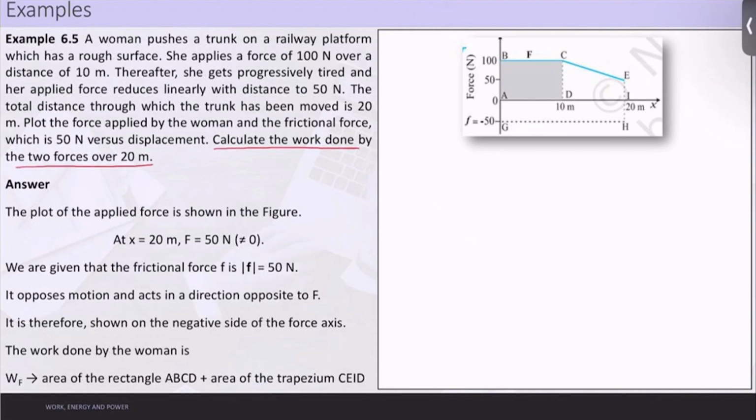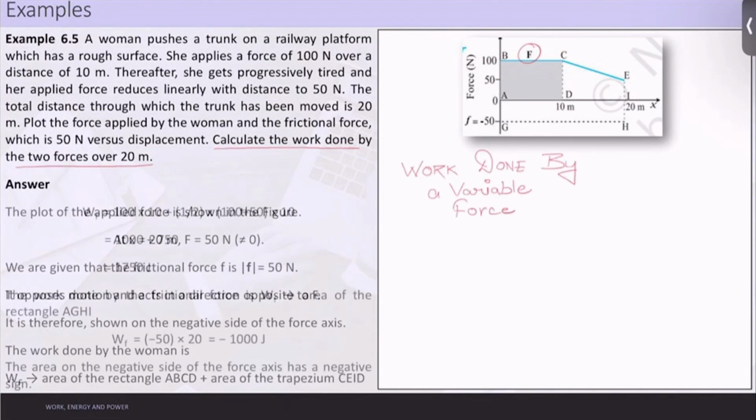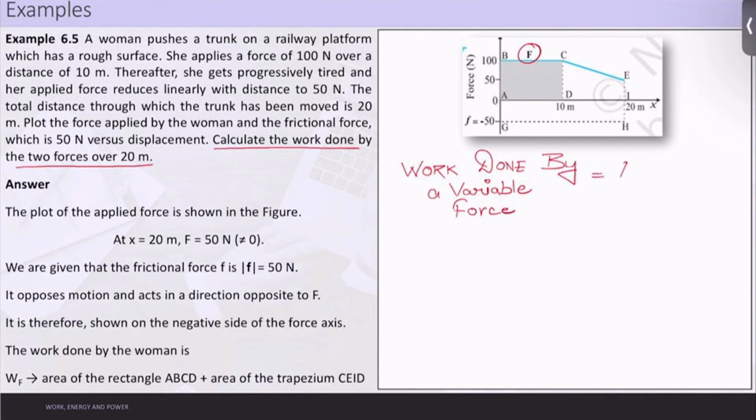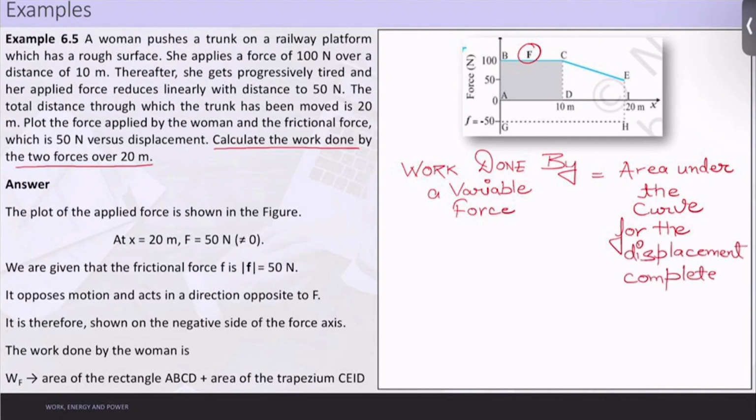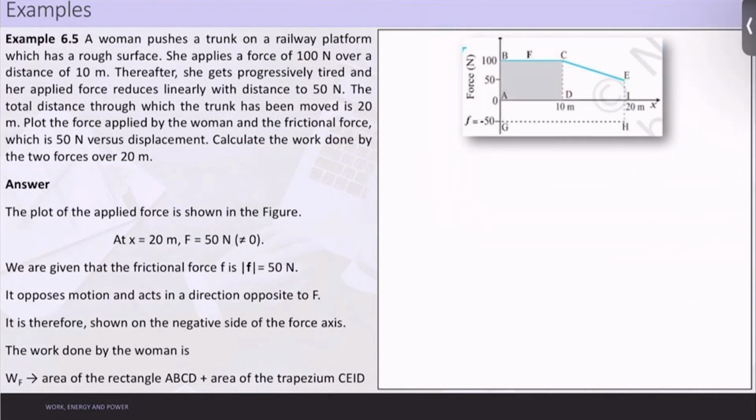So let us first calculate the work done due to these forces. In the previous discussion we understood that the work done by a variable force is nothing but the area under the curve for the displacement completed. So now let us find the work done due to this capital force F.